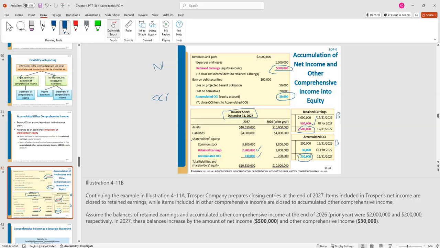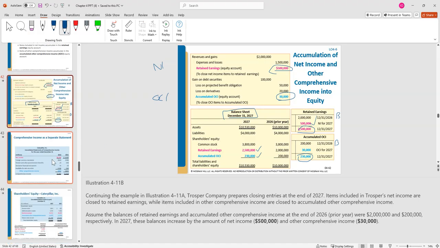Okay, so it's almost like if you had a checking and a savings account, or you had two different bank accounts at different banks. Same kind of concept, but what goes in those bank accounts is different.